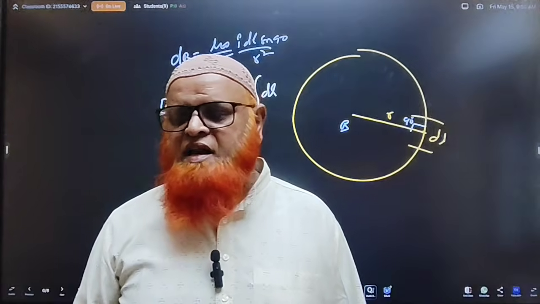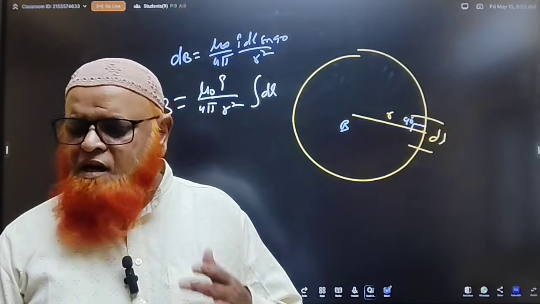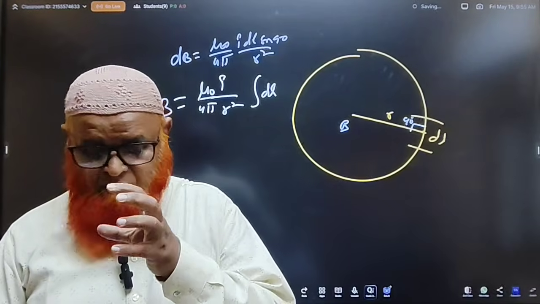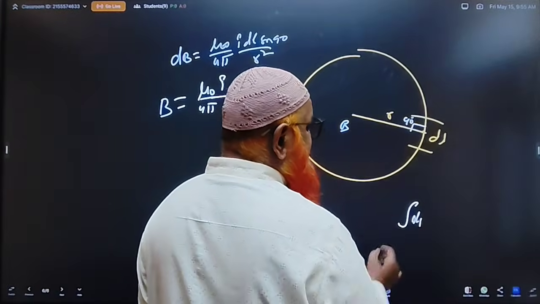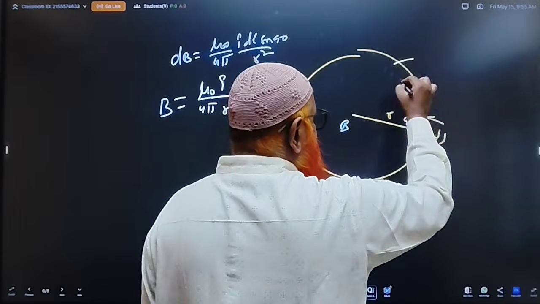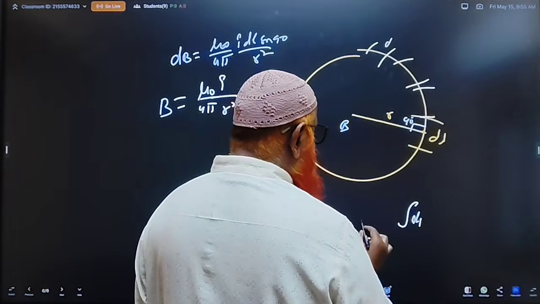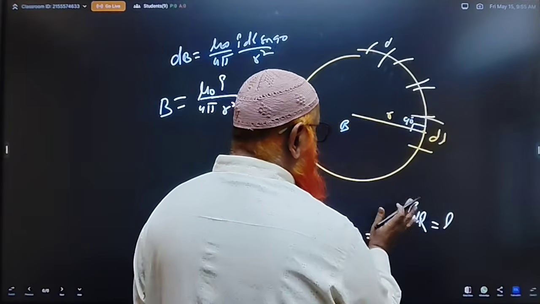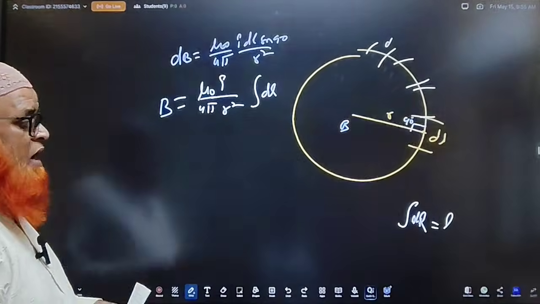What is the meaning of integration? India is an integrated country, meaning a combination of all castes and all types of cultures combined together, we are staying together. So here also, what is the meaning of integration of dl? If you go on adding these small parts dl, integration of dl is going to be l. Integration of dl is l.